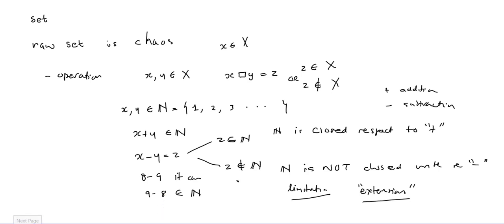So, talking about the closedness of a set with respect to an operation takes us to what we call a magma. A magma is a set. As we've said, we've already understood what a set is.